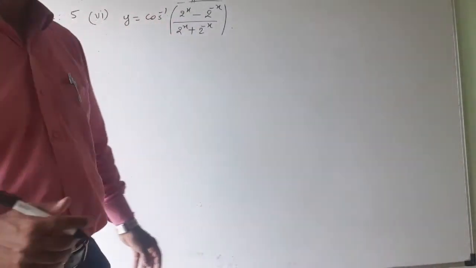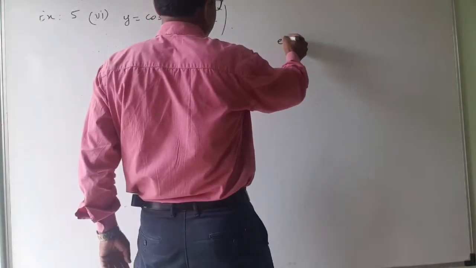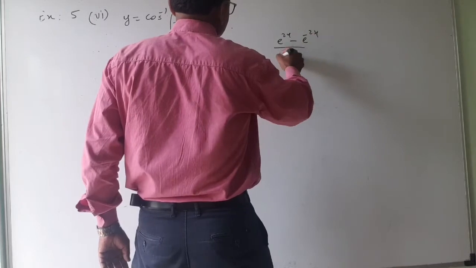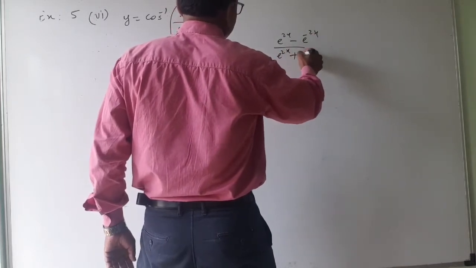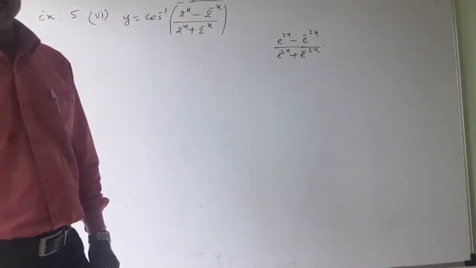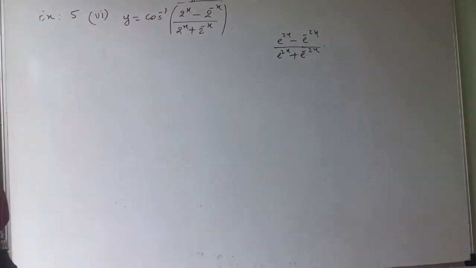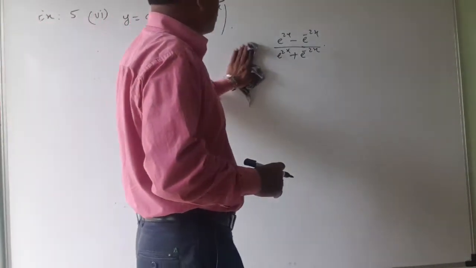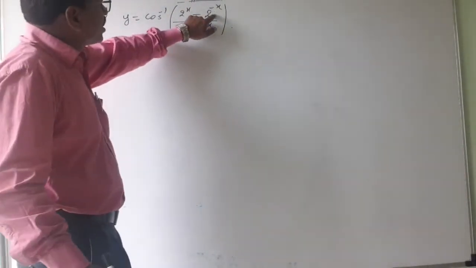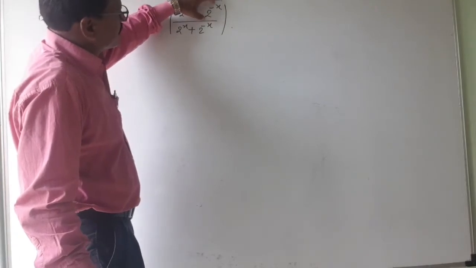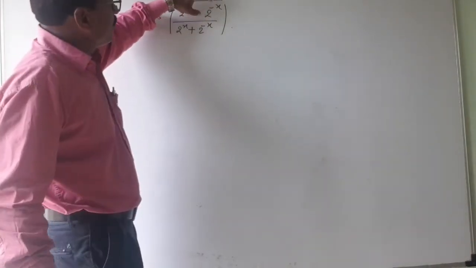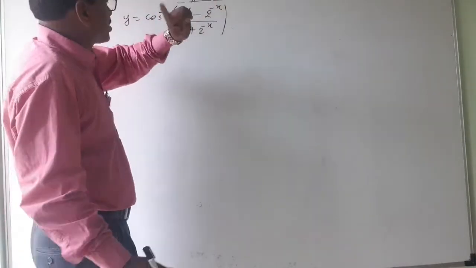It's very important. e raised to 2x minus e raised to minus 2x, upon e raised to 2x plus e raised to minus 2x. This sum I have also solved once. You check it. Very important sum. Now in this sum, this negative power I have to change. Always remember this: in every sum, whenever there is a negative power like this, change it.